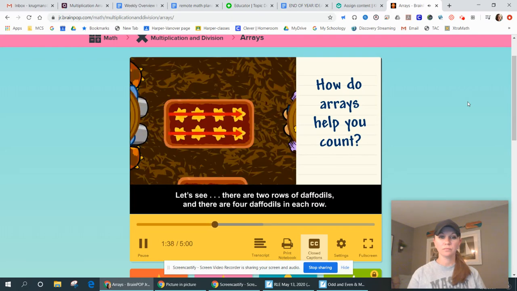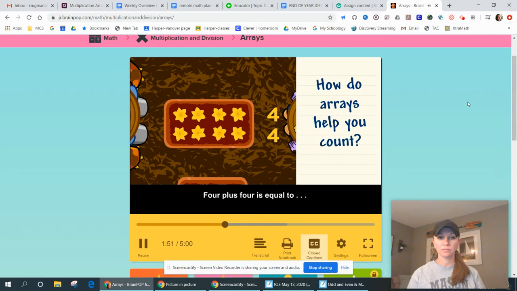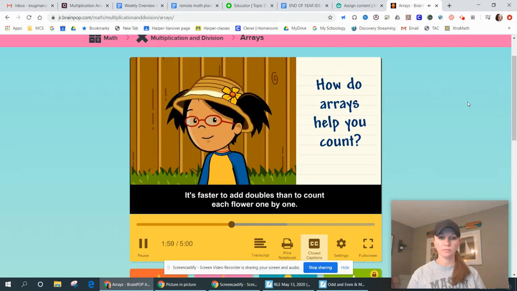There are 2 rows of daffodils, and there are 4 daffodils in each row. You can write a number sentence to find the total number of daffodils. 4 plus 4 is equal to 8. There are 8 daffodils. It's faster to add doubles than to count each flower one by one.